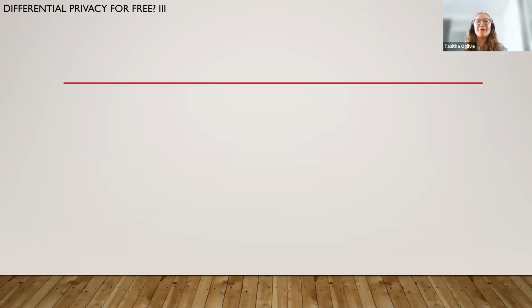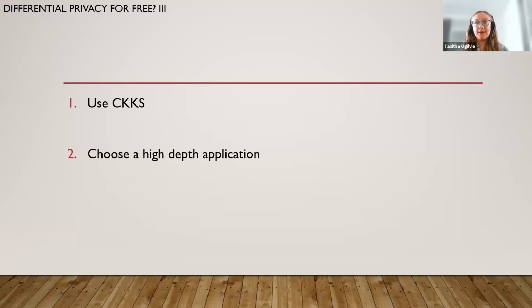Cool. So from what I've presented so far, it might seem like we're home and dry. We just need to make sure we meet three constraints. We've got to use CKKS because that's approximate. We've got to choose a high depth application. And then we've just got to allow the noise to grow large enough to mask the sensitivity. It seems like there will be applications for which we can have differential privacy for free. But if you can see my slide count, you'll know it's not quite this easy.